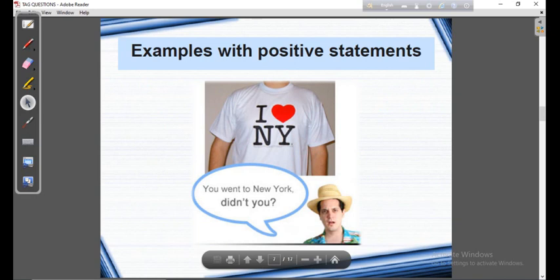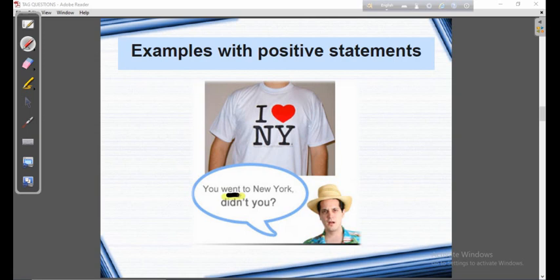next example with positive statements. "You went to work." Look, dear students, here the main verb is went, and I have already said it is in past simple or past indefinite tense, and that is why it will take did, and as the statement is positive, the tag question will be negative. Did not, didn't, and "you" is the pronoun, so it will be the same here. Didn't you? Okay, dear students, I think you have understood it well.